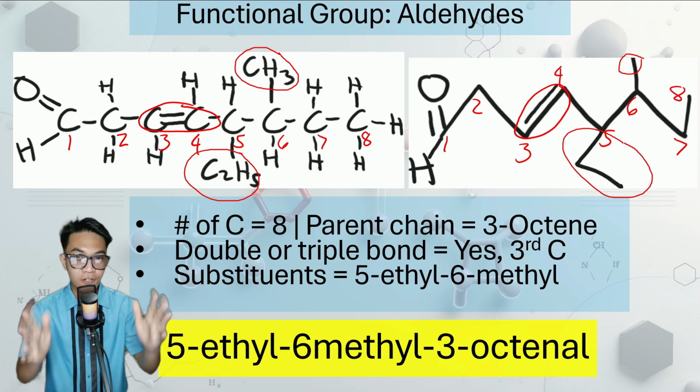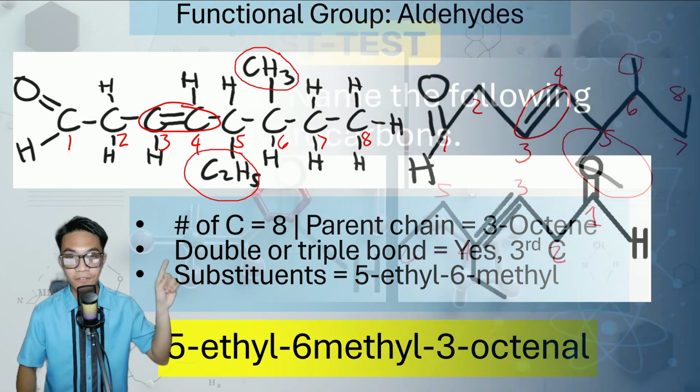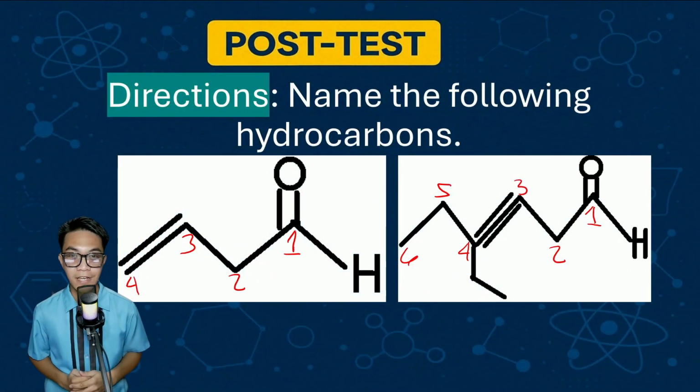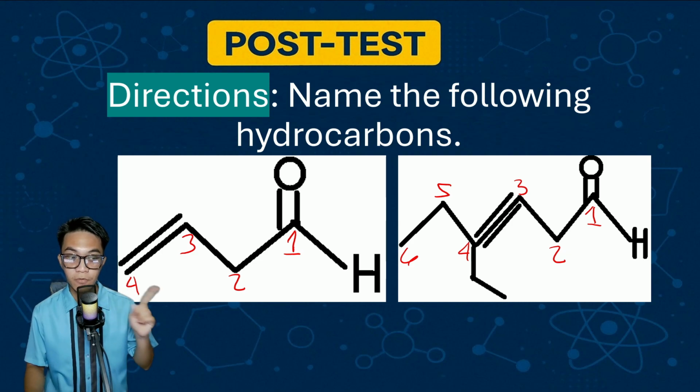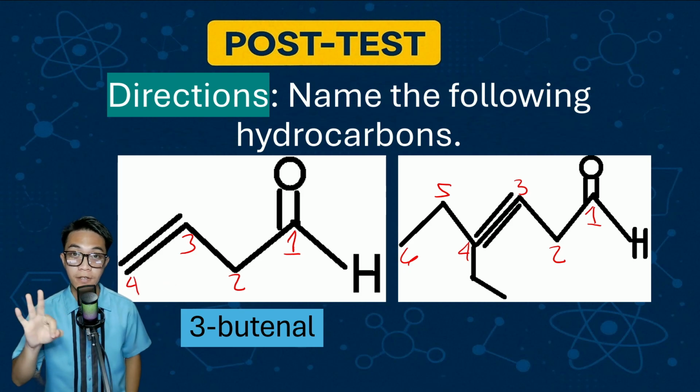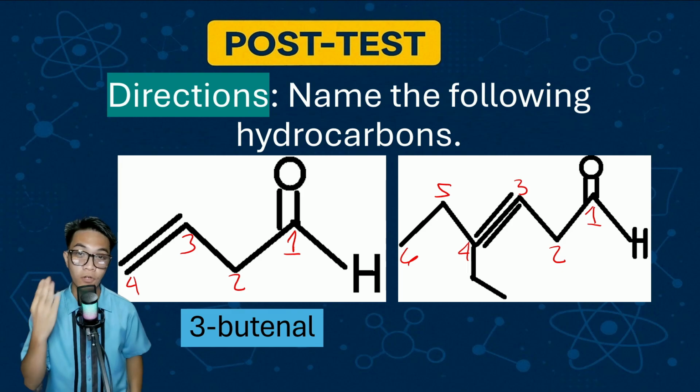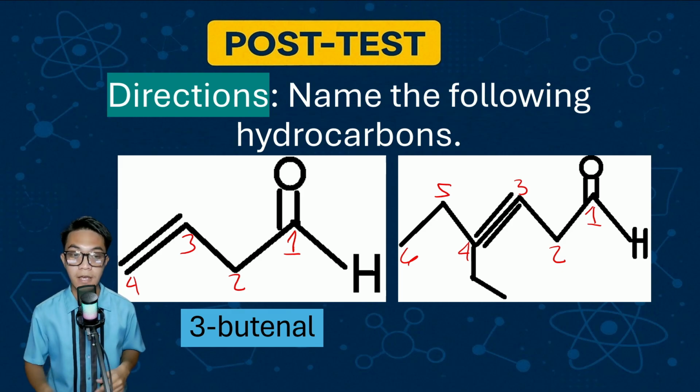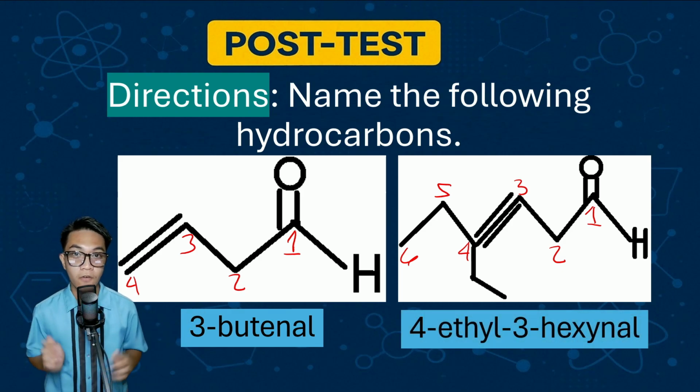Thank you for staying till the end of this lesson. I'll now reveal the answer to our pretest earlier. The answer for pretest number 1 is 3-butenal, since this is an alkene and its double bond is located on the third carbon, and it has a total of 4 carbons. The second one is 4-ethyl-3-hexenal. This time we have an alkene with a double bond on its third carbon and a substituent of ethyl on the fourth carbon.